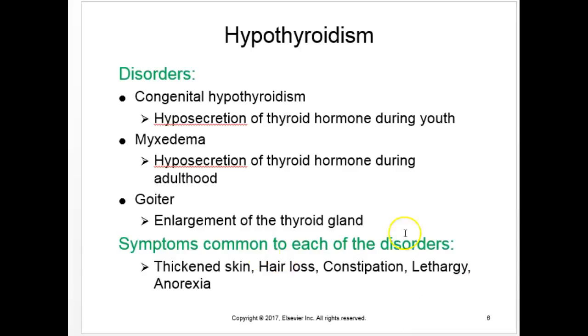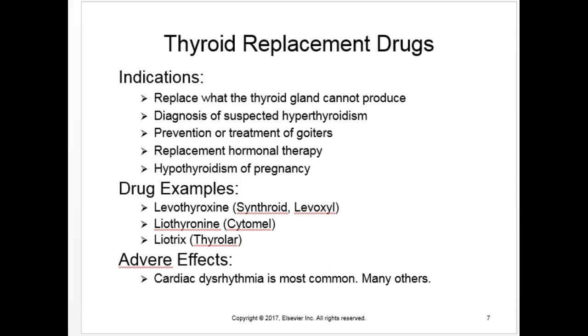So the symptoms common to each are listed up here. All the indications listed are why we give these drugs. The mechanism of action, or how these drugs work: they replace what the thyroid gland cannot produce in an attempt to achieve normal thyroid levels, or a euthyroid state. The thyroid drugs work in the same exact way as endogenous thyroid hormones that you would develop in your body.